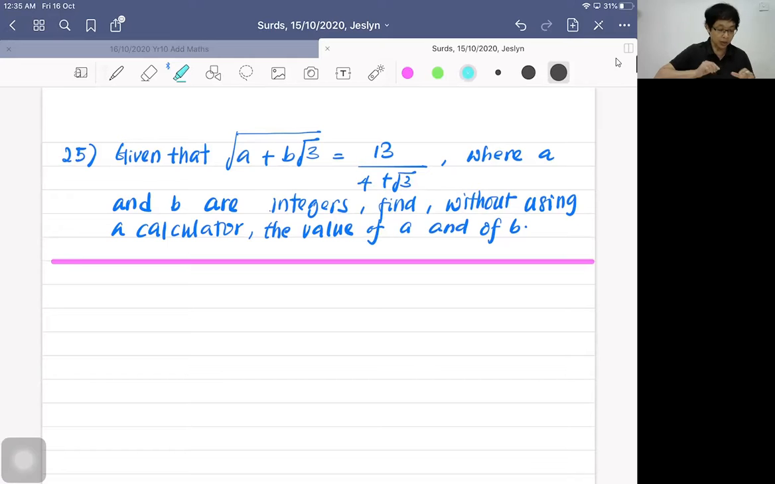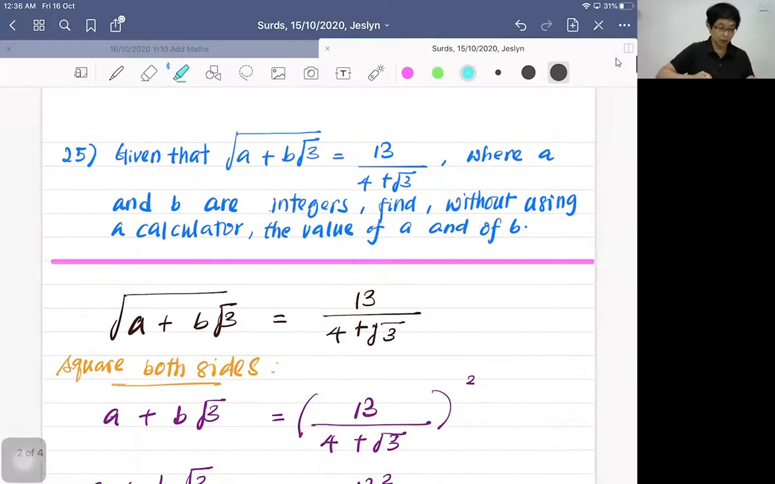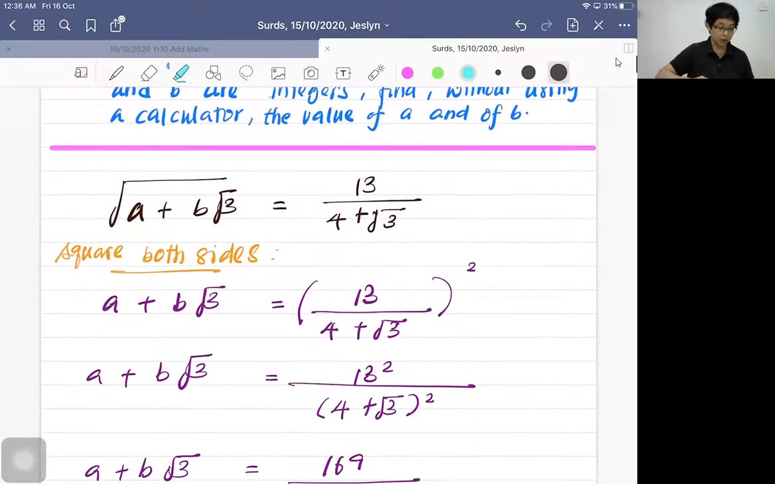Given that √(A + B√3) equals 13 over (4 + √3), where A and B are integers, find, without using a calculator, the value of A and of B. Let's take a look. How do we explore these questions?